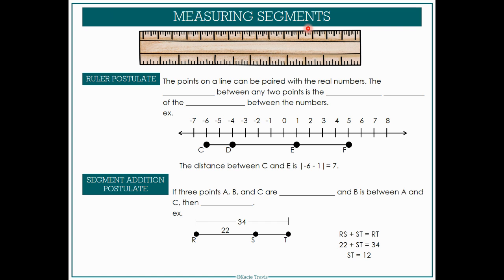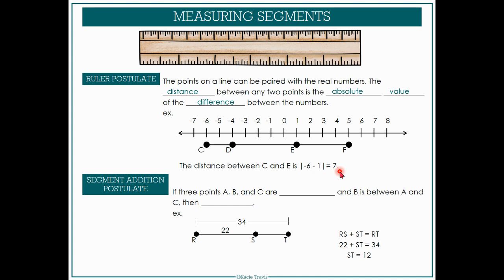So let's get into our first definition, the ruler postulate. The points on a line can be paired with real numbers. The distance between any 2 points is the absolute value of the difference of the numbers. So, if we're taking the distance between C and E, C is over here at -6, E is over here at 1. You would do -6 minus 1. That would give you -7, and then you take the absolute value, aka what's the positive distance between those numbers, which is 7.